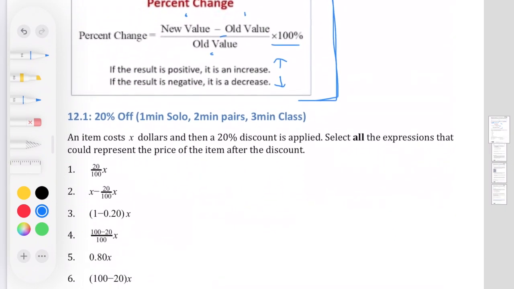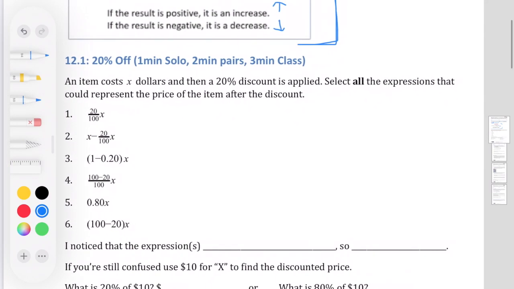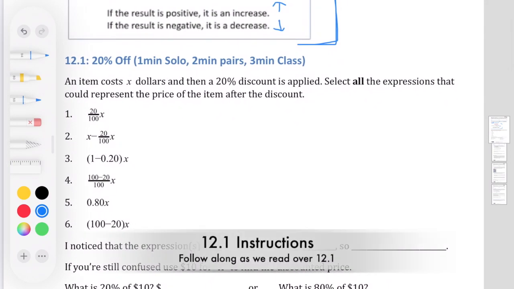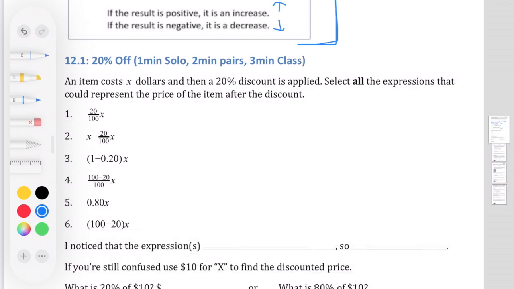Now, as we jump right back into 12.1, 20% off, we'd have 1 minute individually. I'd give you some time as pairs, and then we'd go over it as a class. But the warm-up reads, an item costs X dollars, and then a 20% discount is applied. Select all the expressions that could represent the price of the item after the discount.